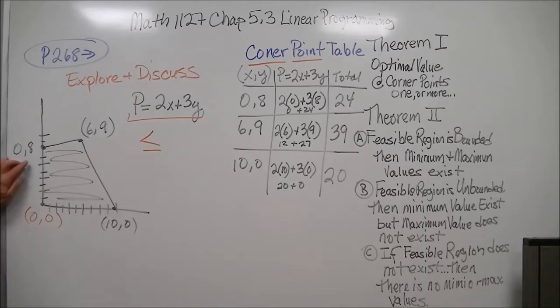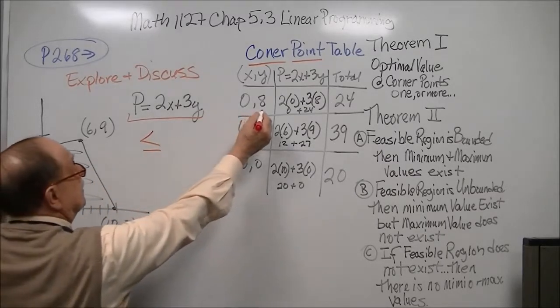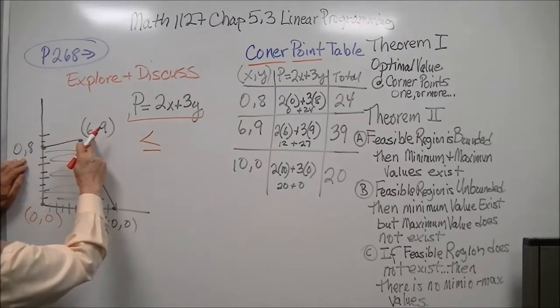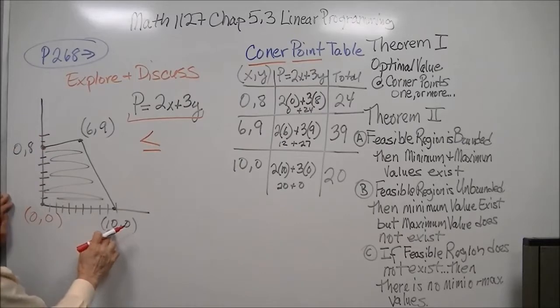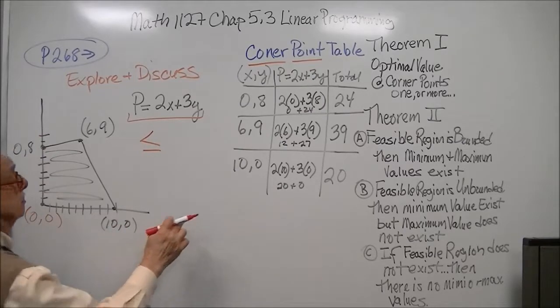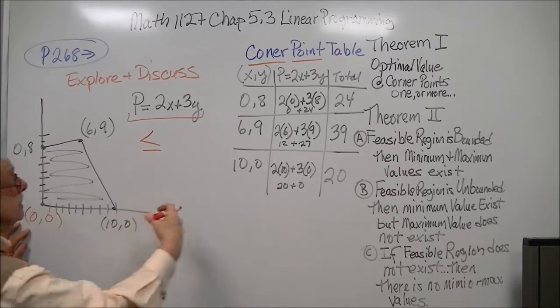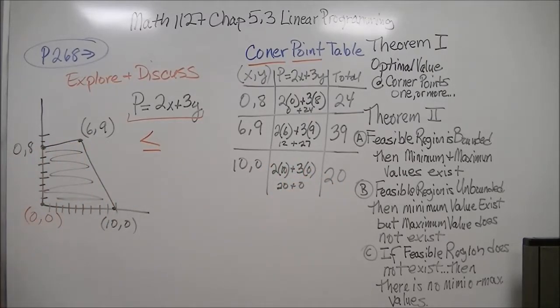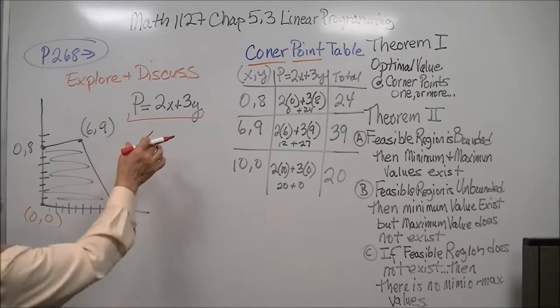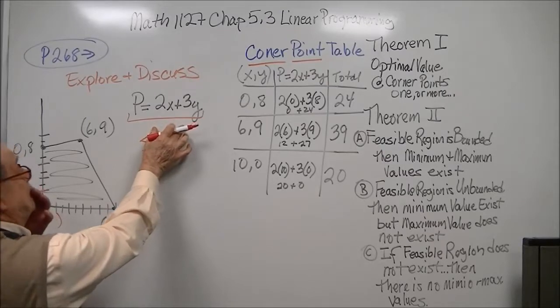Well, we start to list our corner points. 0, 8. 6, 9. 10, 0. And of course if we listed 0, 0, that would all just be 0, so we'll leave that one out for now. Now, what do we do next? Well, we use this as a guide.